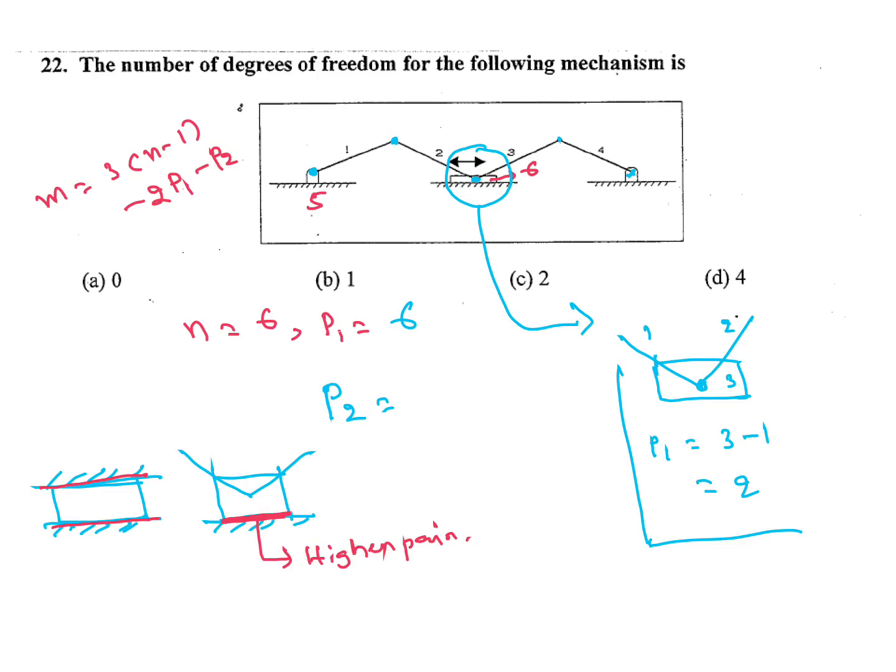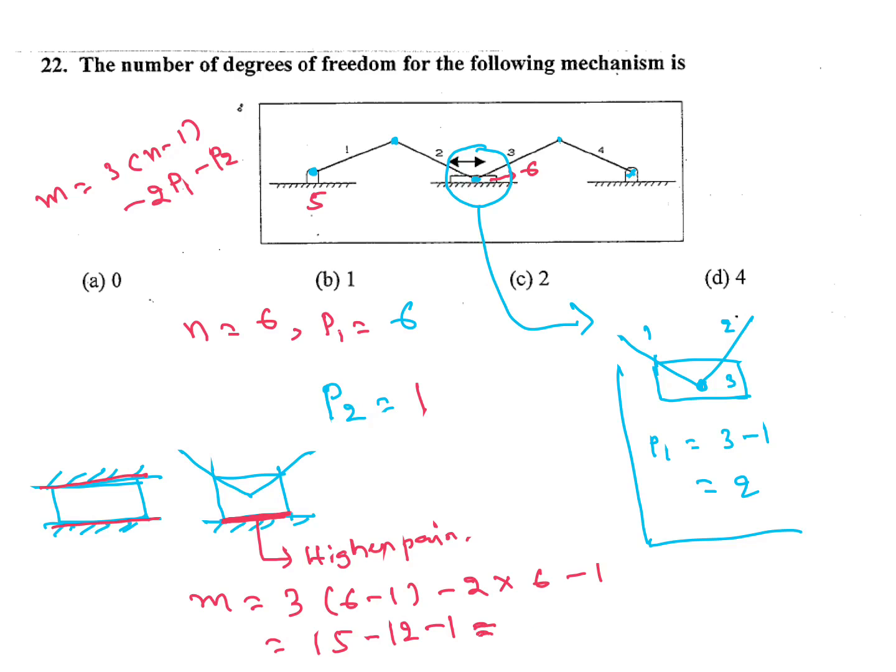Then we have to go for M. Mobility is 3 into (N is 6 minus 1) minus 2 into 6 minus 1. So 5 into 3 is 15, minus 12, minus 1. So degree of freedom is 2. From the options, C is our answer.